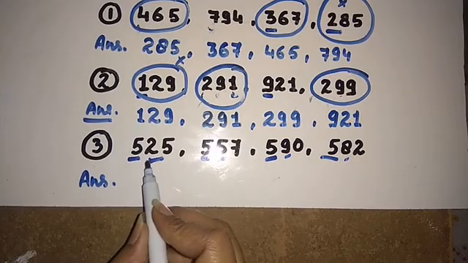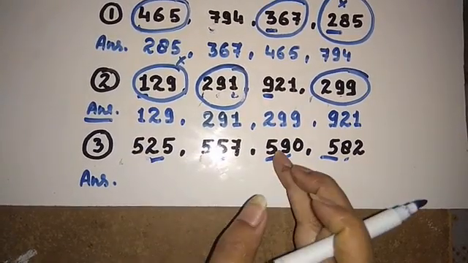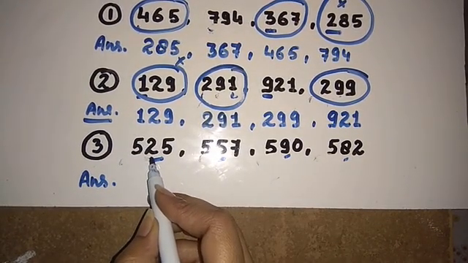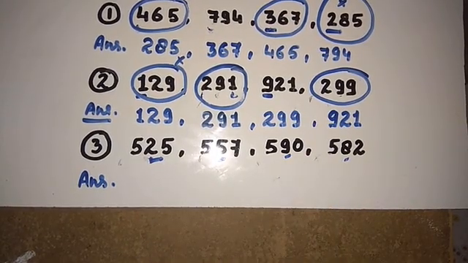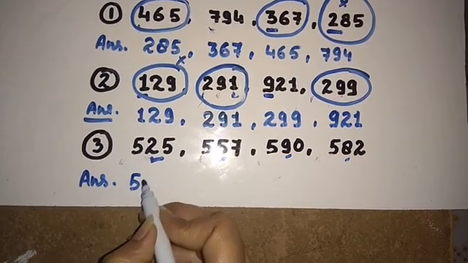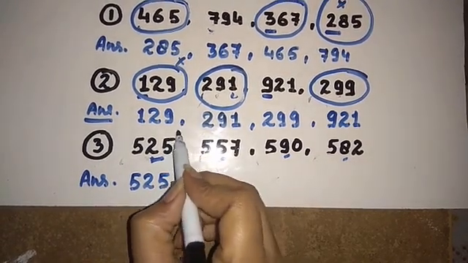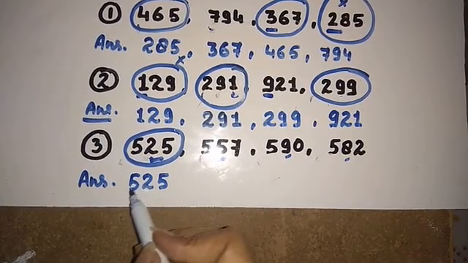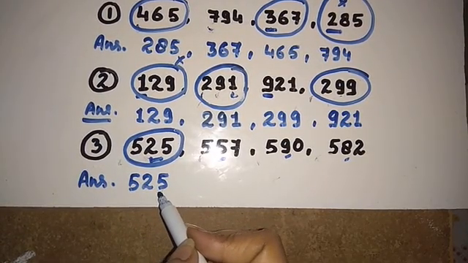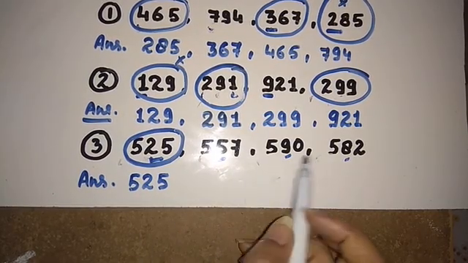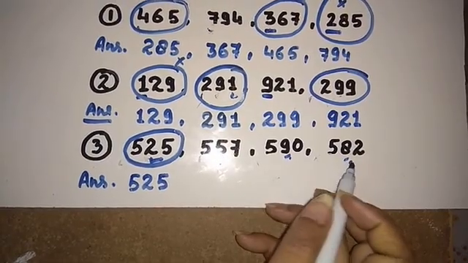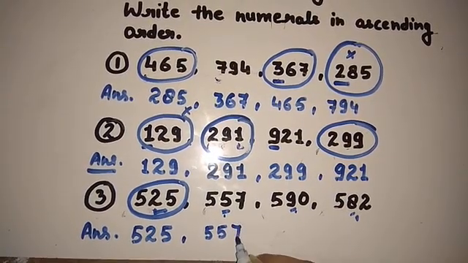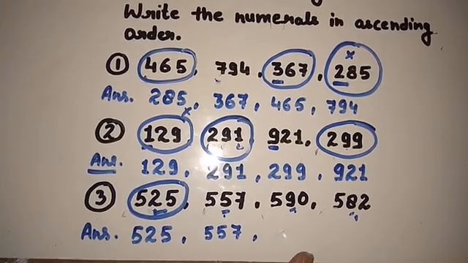With the help of the tens place value, we can easily find our answer. Now this one I will remove. Which one is the smallest? 2 is smallest because 5, 9, 8 are all bigger. So our answer is, the first number is 525, because 2 is the smallest digit in the tens place. So our first number is 525, and after 525, we have 5, 9, 8. The next is 557.